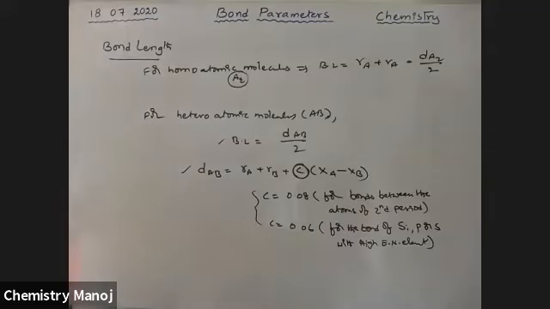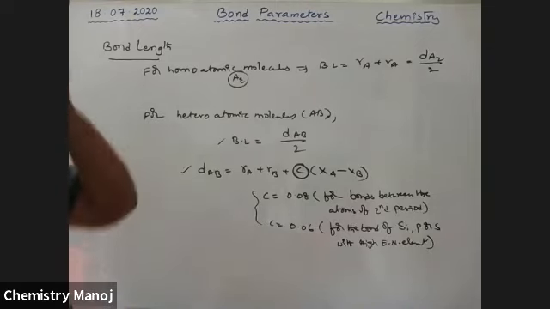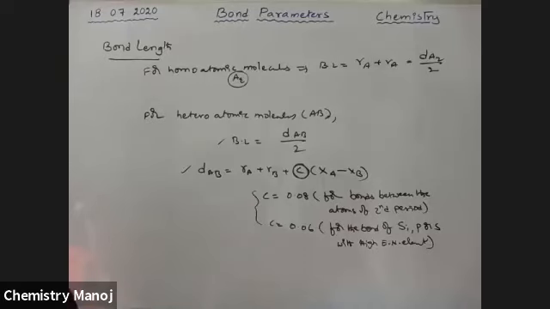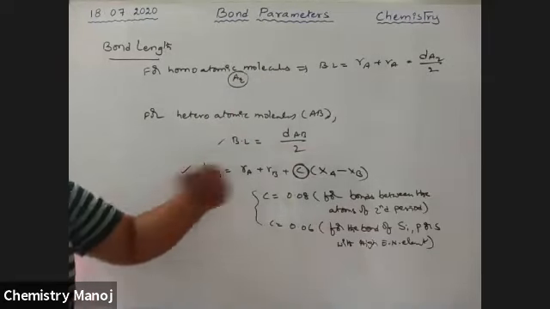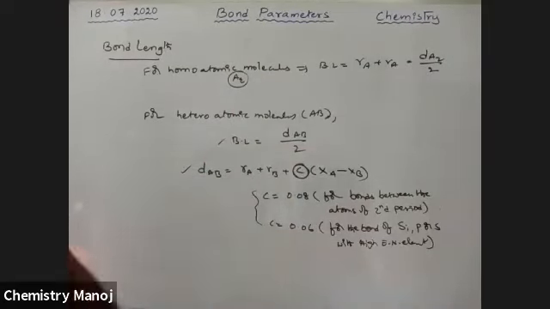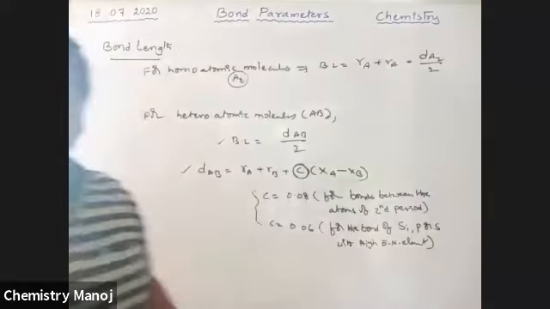So finally, what is bond length? It is the average distance, the mean distance, the equilibrium distance between the two nuclei of bonded atoms, whether homoatomic or heteroatomic. Homoatomic bond length is calculated like this. Heteroatomic bond length is calculated like this. So these are the two formulae used to calculate bond length. Now, what are the factors influencing bond length?